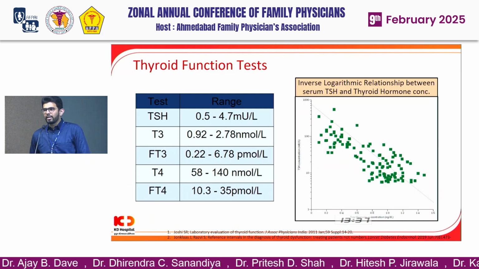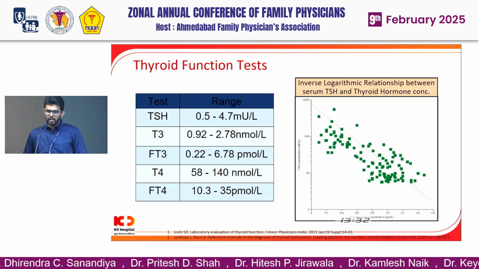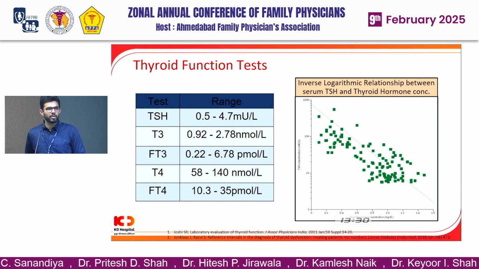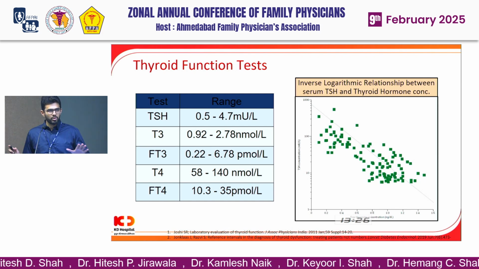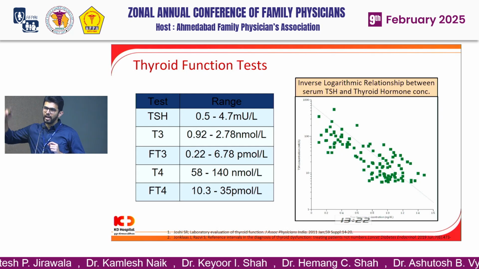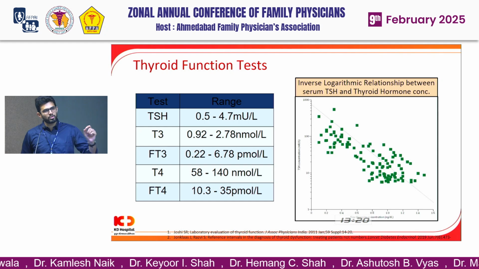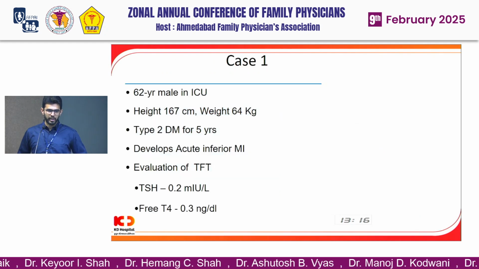And then we have got lab reference ranges. A very important thing to understand here is that there is an inverse logarithmic relationship between the thyroid hormone level and TSH level. So in simplified terms, any small change in T4 or T3 level will give a higher fluctuation in TSH level. So most of the times TSH is the lab value which we are first looking at.